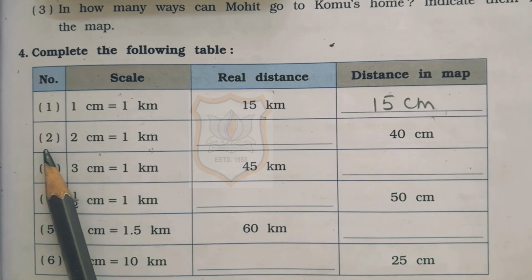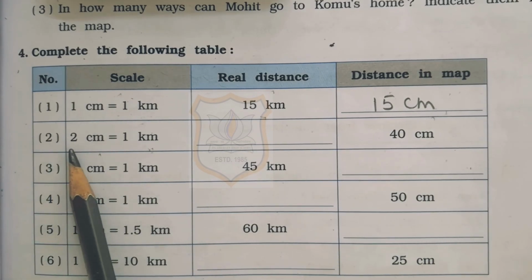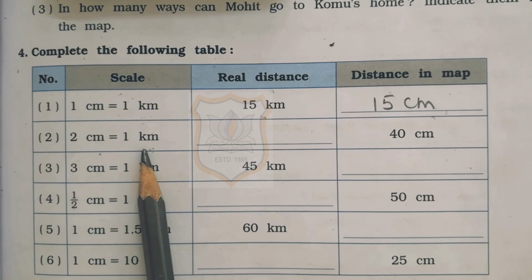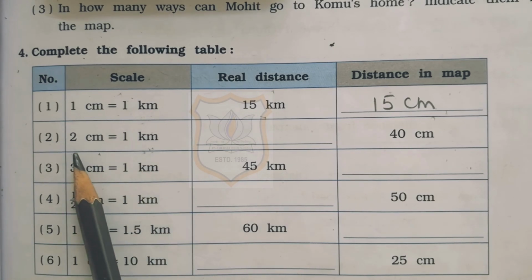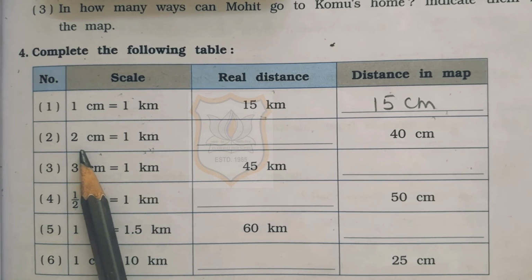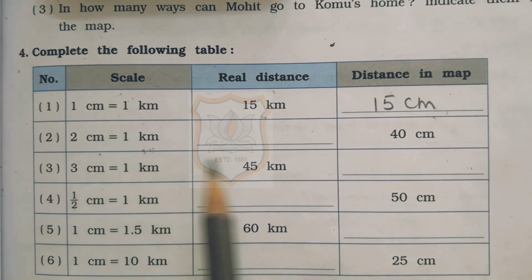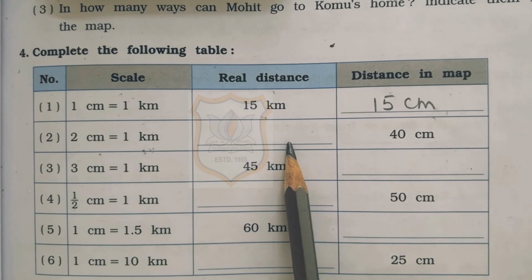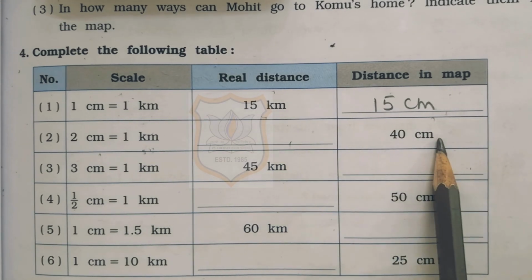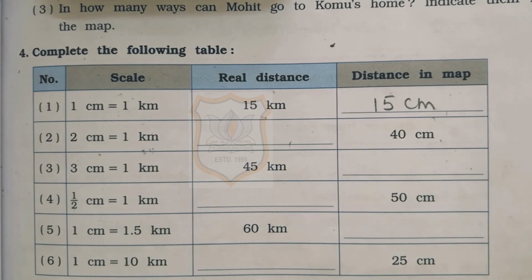Now second sum of question number 4. 2 centimeters is equal to 1 kilometer. Here according to the scale given, if we cover a distance of 2 centimeters in a map, then in real we are covering 1 kilometer distance. So here in real distance we have to find out, and the distance in map is 40 centimeters.